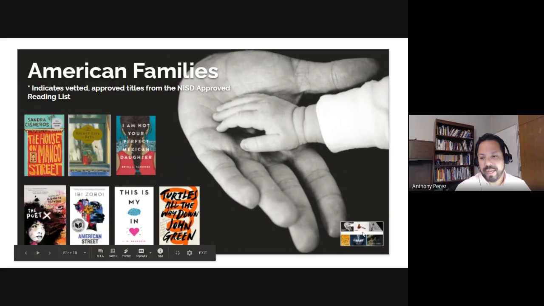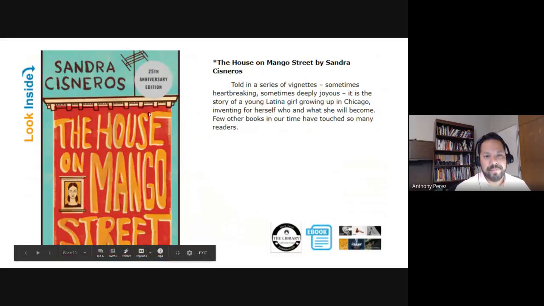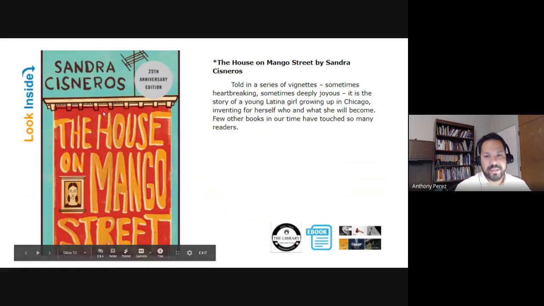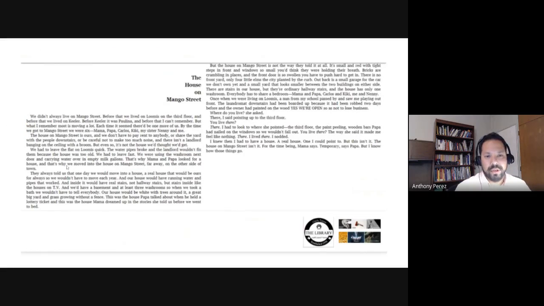And this will take you back to the home screen from this screen if you click on it, and all of the slides have that. I'll show you that here. So for example, if you click on House on Mango Street, boom, takes you to House on Mango Street, picture of it, quick little synopsis of the book, and then if you click on the look inside here, it'll take you to the opening page of House on Mango Street, so a kid can read it and get a feel for how it is.